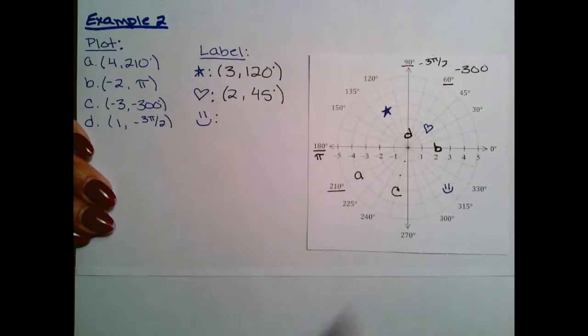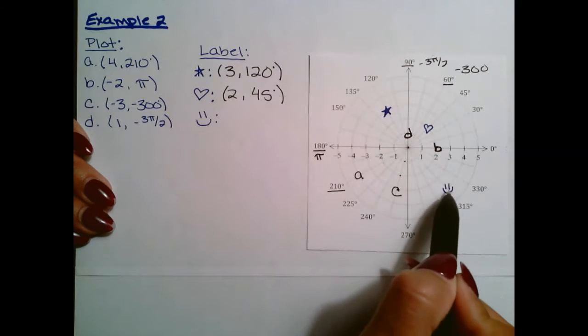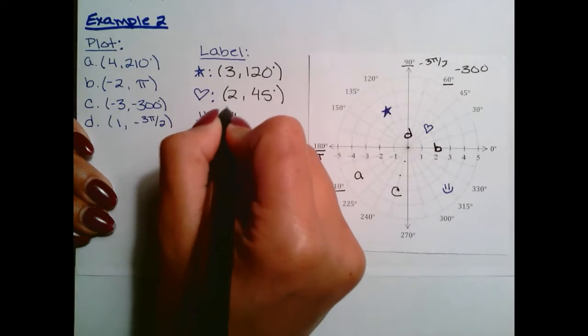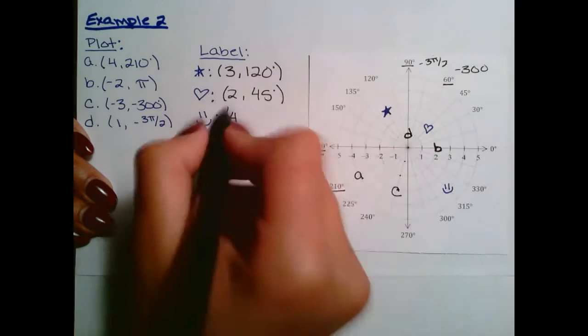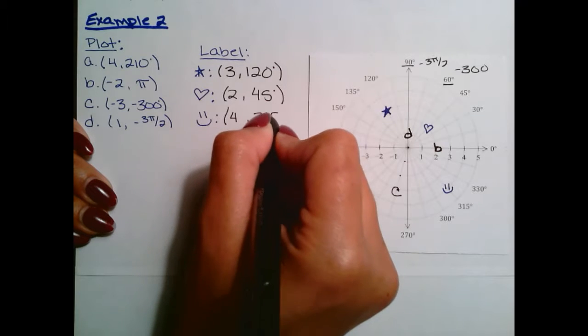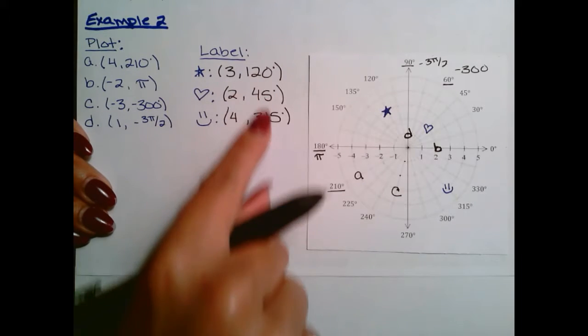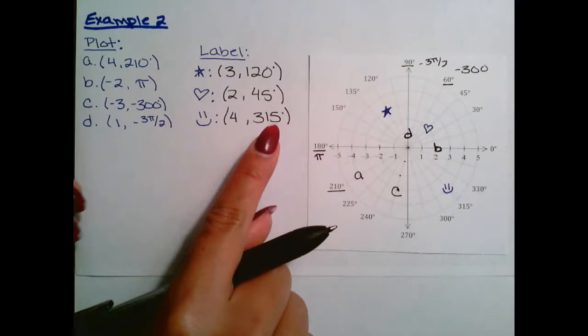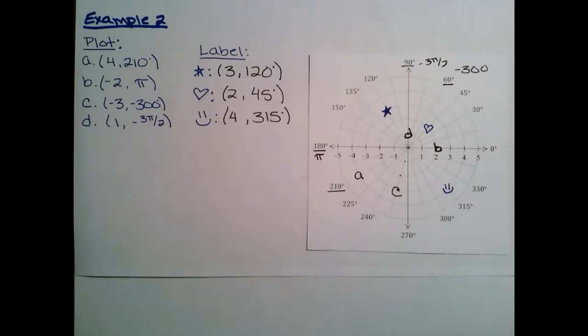And my smiley face is out here on the 4th ring, and it is on 315 degrees. So if you would have labeled these with radians, it would have been fine as well, as long as you are on the right line.